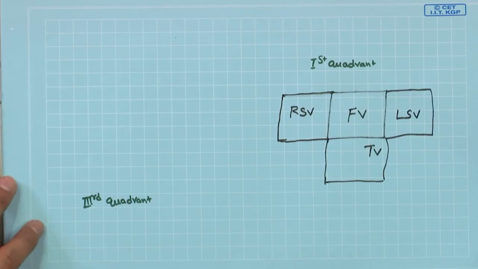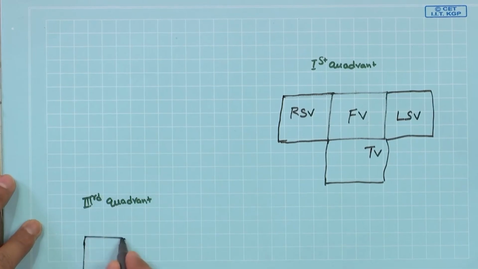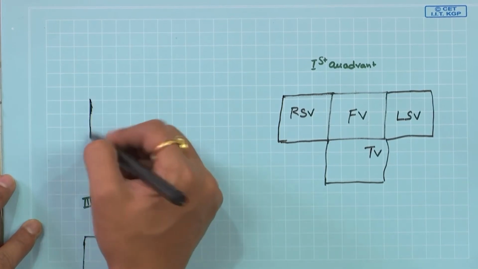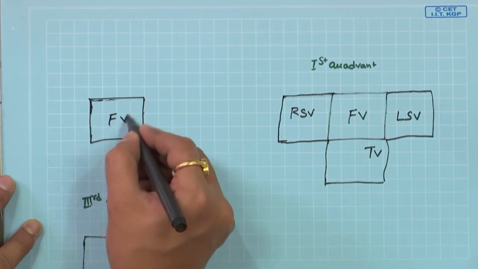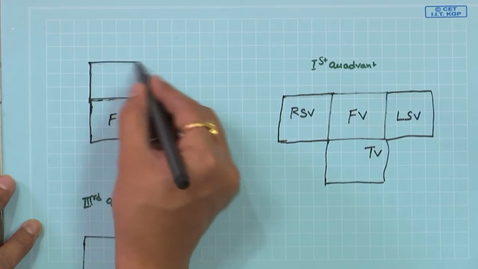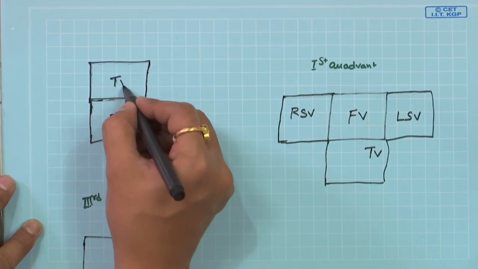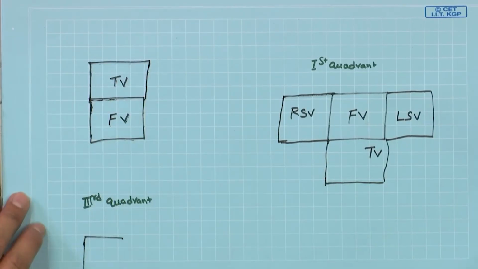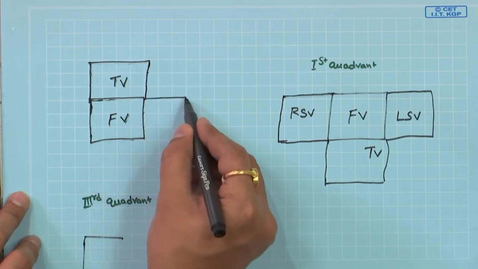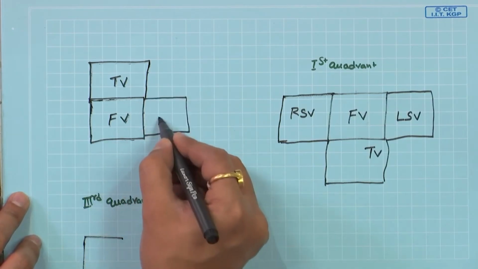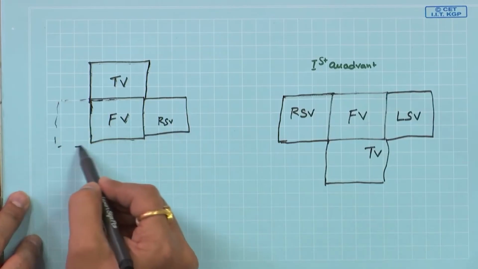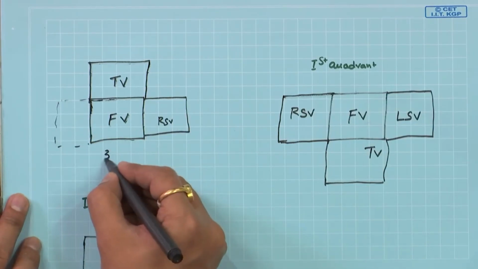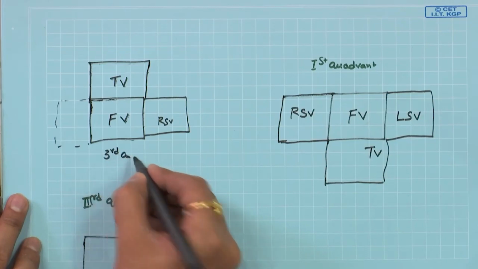In case of third quadrant systems, what we are going to get is a front view. Let us draw it here. A front view, the top view will be on top, and the right side view on the right hand side, the left side view on the left hand side. This is the way we will get it for third quadrant systems.